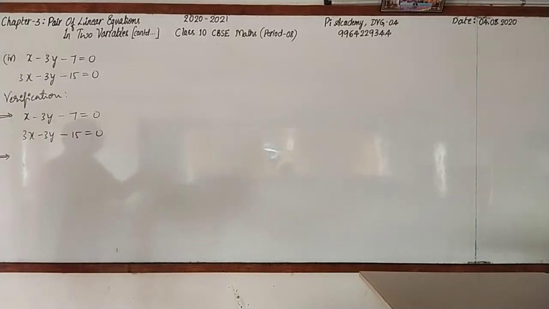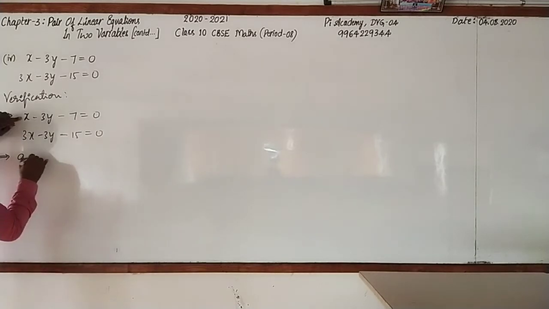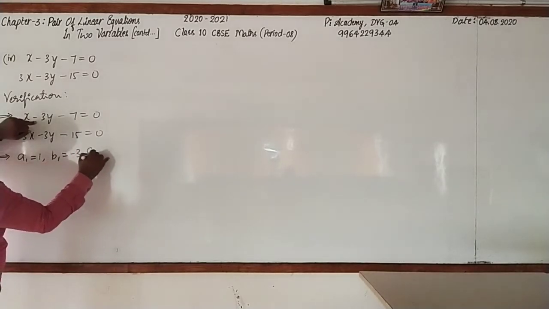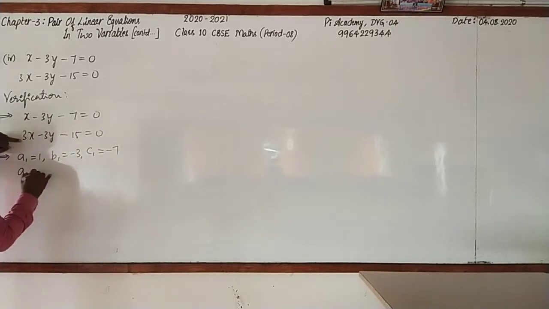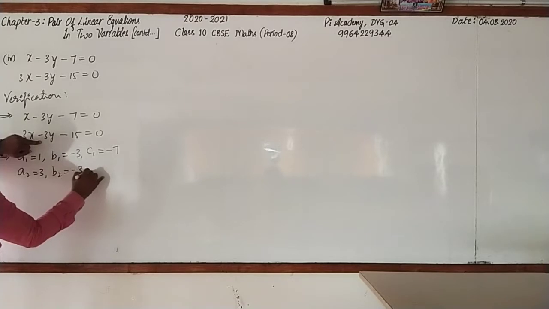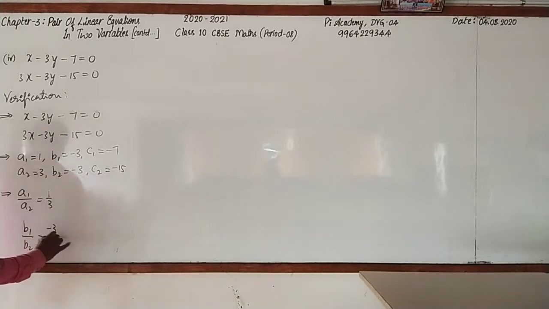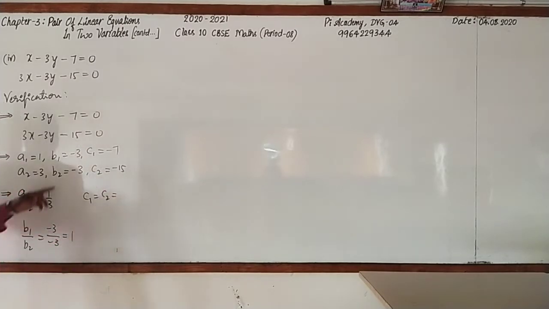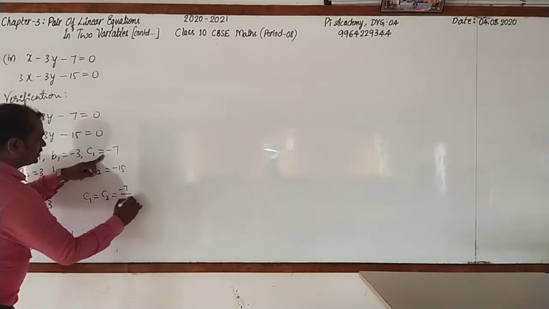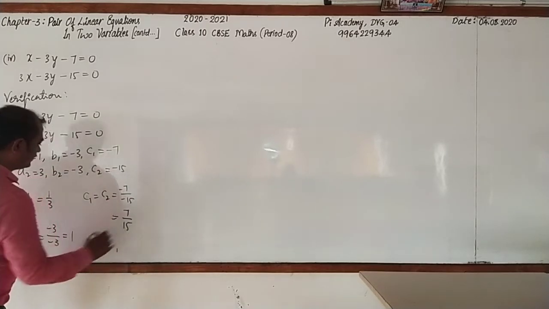What is the next step? Yes, we have to write all the coefficients. a1 is 1, b1 is minus 3 and c1 is minus 7. Then a2 is 3, b2 is minus 3 and c2 is minus 15. Then what is the third step? We have to find all the three ratios. First, a1 by a2, this is 1 by 3. b1 by b2, this is minus 3 by minus 3, cancelled, 1. Then c1 by c2, minus 7 by minus 15, minus minus cancelled, 7 by 15.